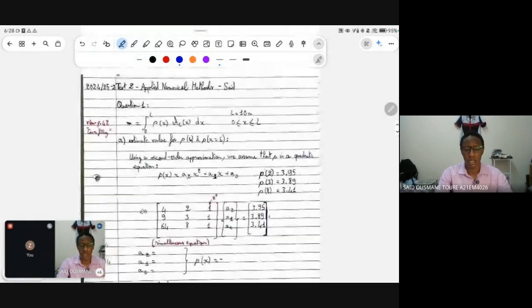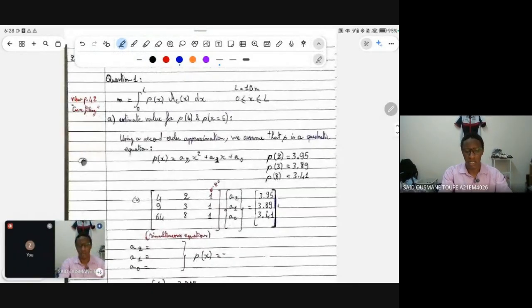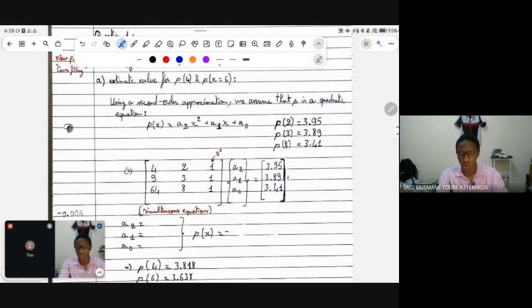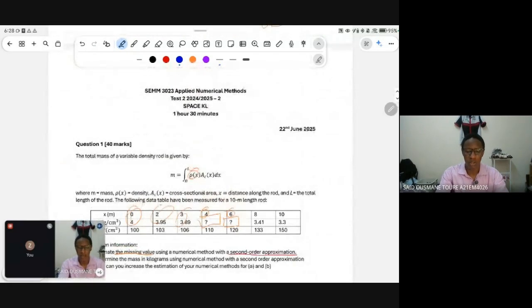So here, what it does basically, it defines that row x has to be, this is the second order approximation. They assume that row is a quadratic equation, has to be quadratic. So we put it in the form of a2 x squared plus a1x plus a0. So we have these three values. I extracted row 2, row 3, and row 8. Why exactly? Because row 2, row 3, and row 8 encircle 4 and 6.